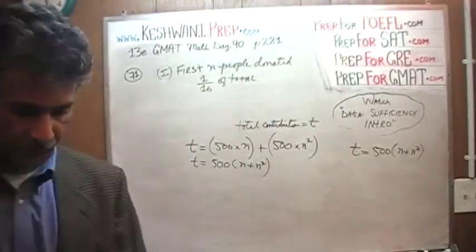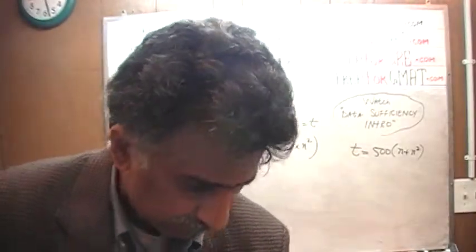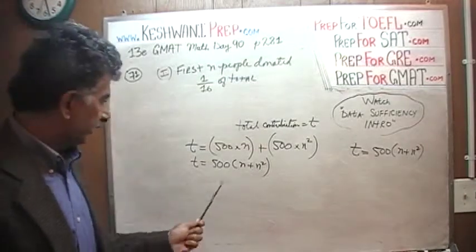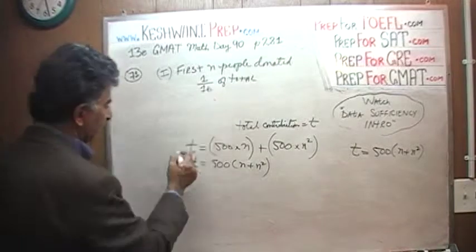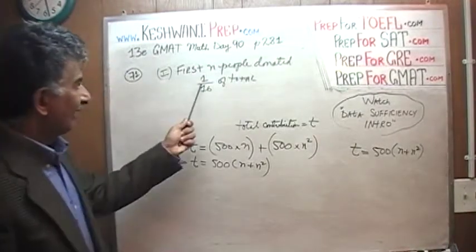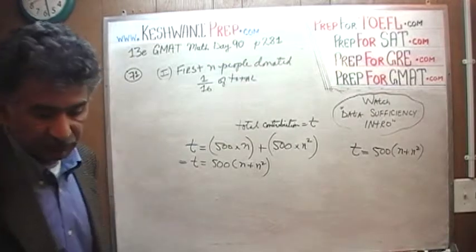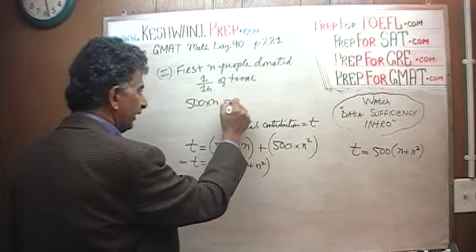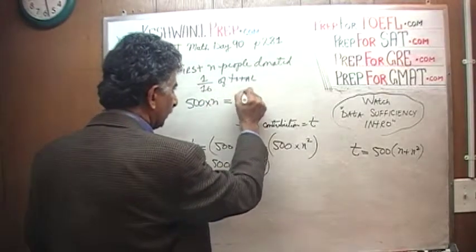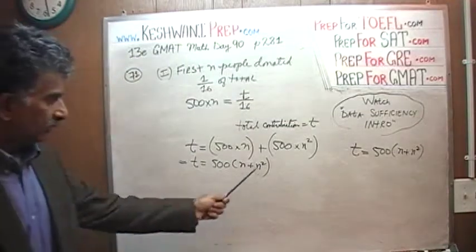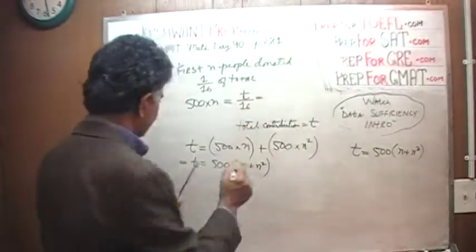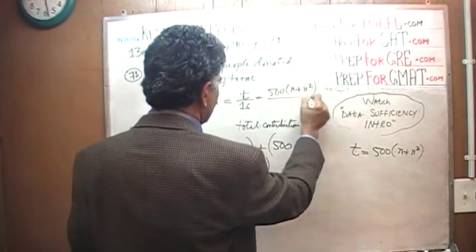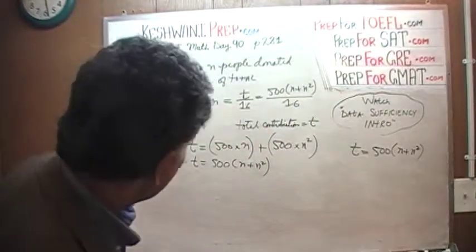The only way we can understand whether the data given to us in the first statement is enough is to understand this equation here. Here we are told that the first n people gave 1/16 of the total. How much money did the first n people give? They gave $500 each times n, and we are told that equals 1/16 of the total. We know what the total is in terms of n: T is 500 times n plus n squared, and then 1/16 of it. That's what we have to understand.